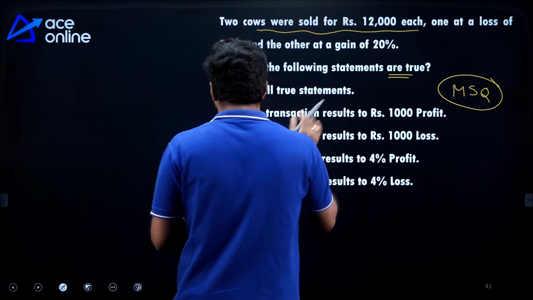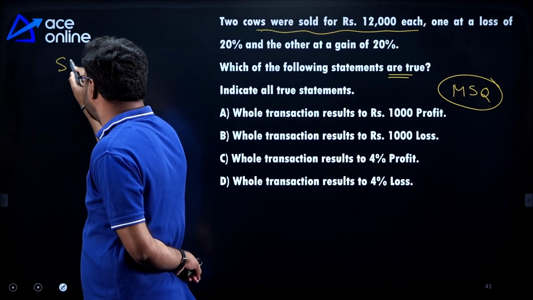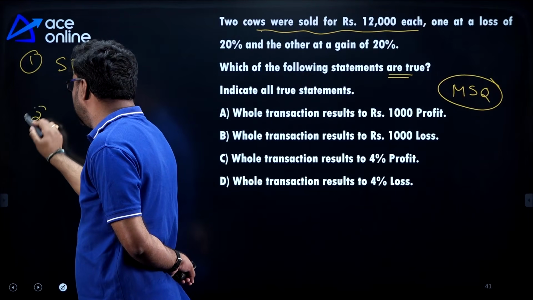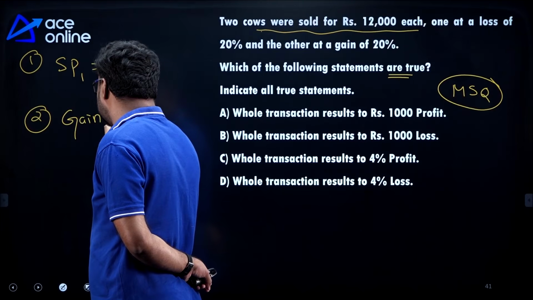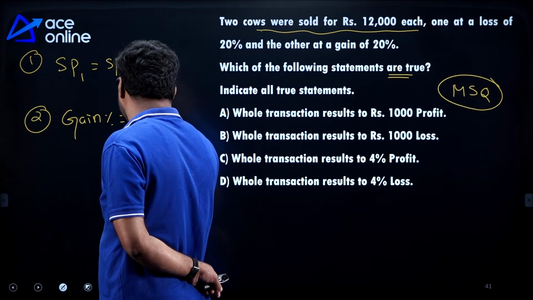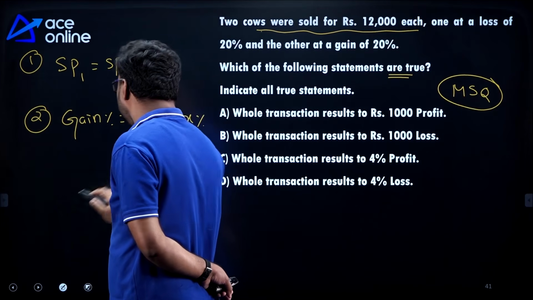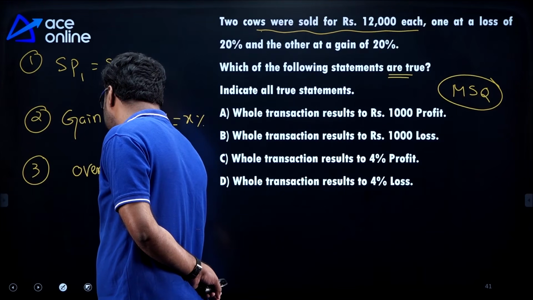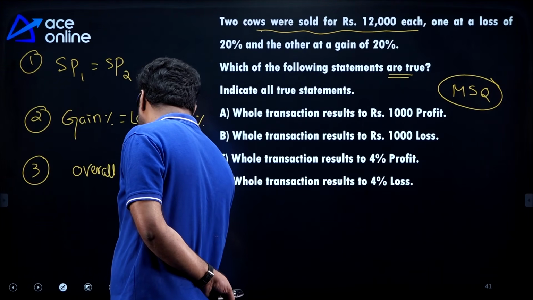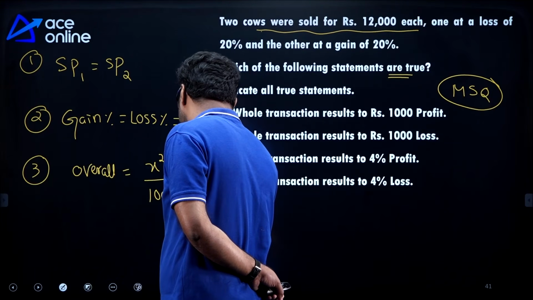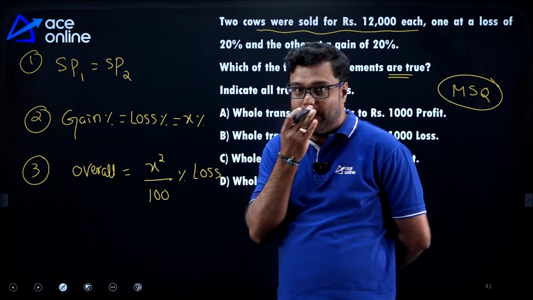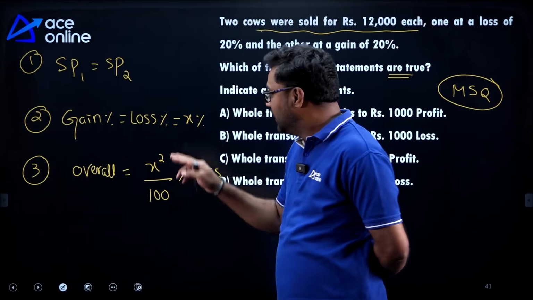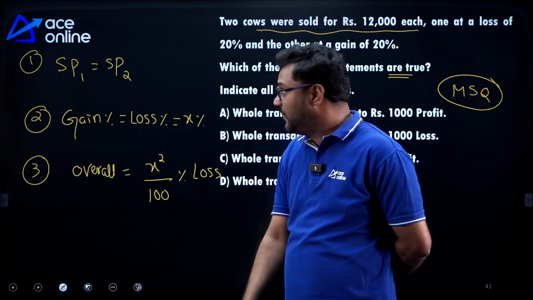See, there is a shortcut when it is regarding two items. If the selling prices of the first one and second one are equal, with only two items, and the gain percent and loss percent are both equal, then overall the result will be a loss. How much? x square divided by 100 percent loss. This is the shortcut. When two items are given, if both selling prices are equal and gain and loss are both equal to x, then overall x square divided by 100 percent loss is there.